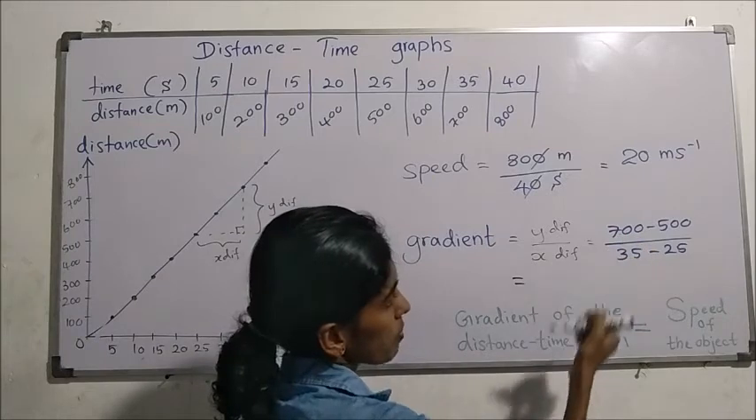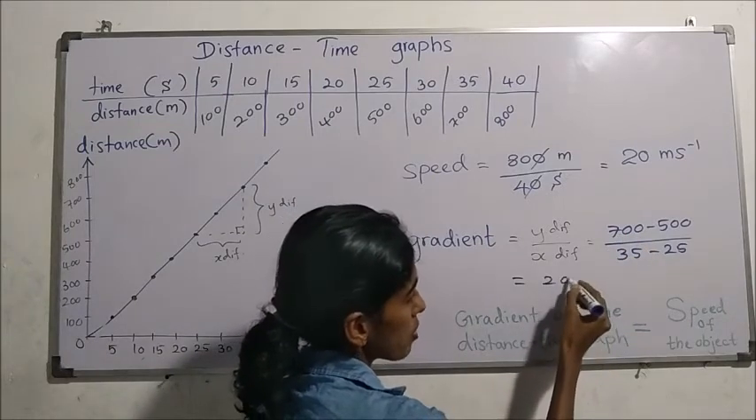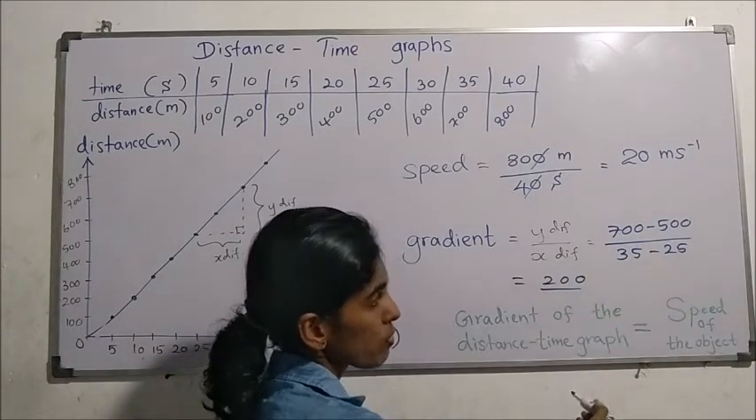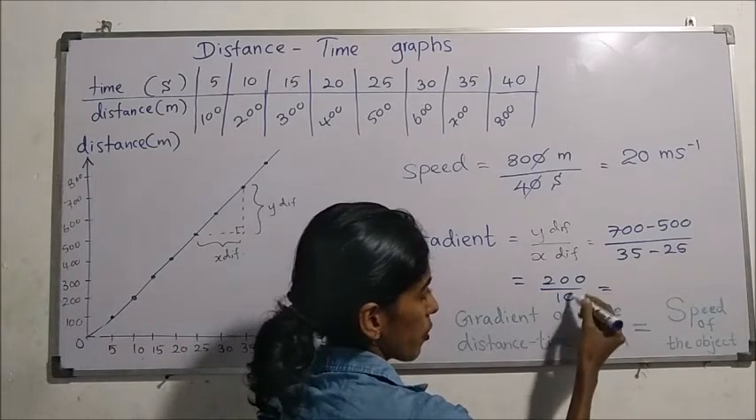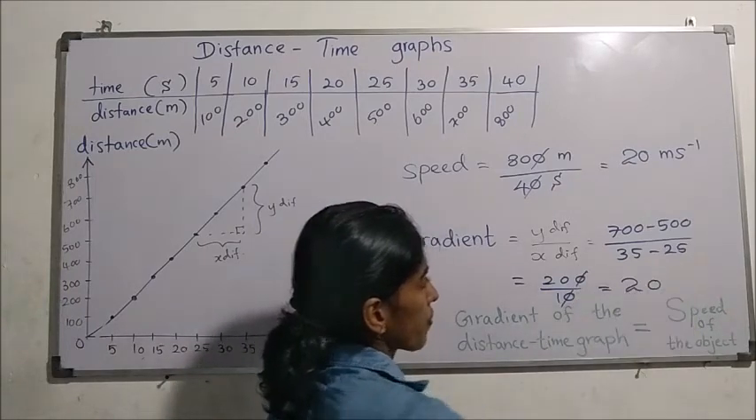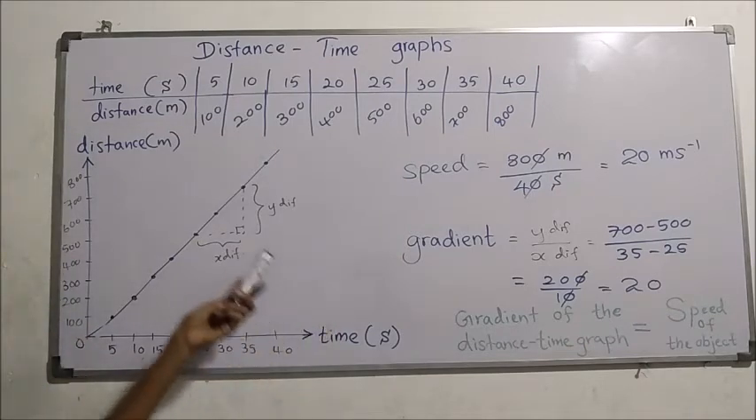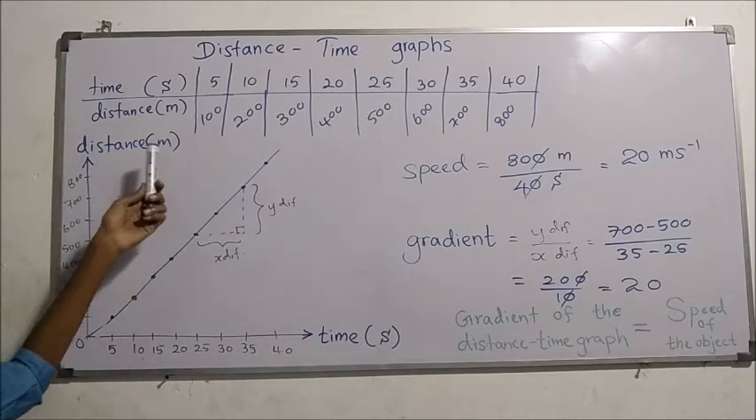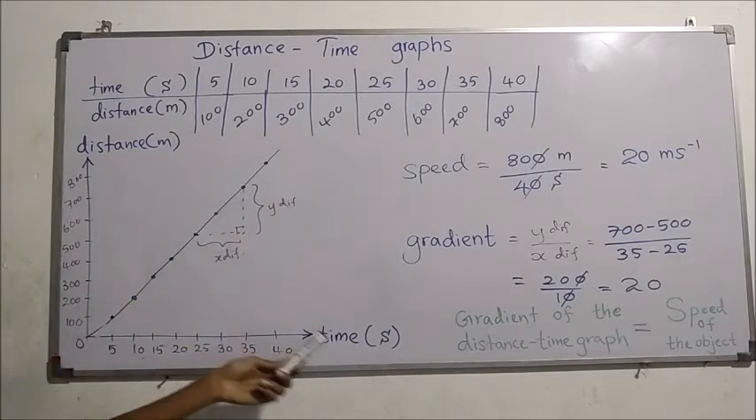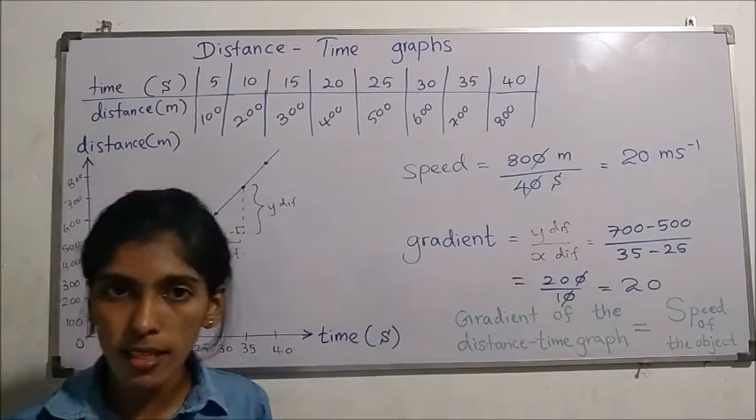From 700, when you subtract 500, 200. From 35, subtract 25, 10. What will come? 20. The gradient is 20 here. As the y difference we got meters, the units must be meters, and as the x difference we get seconds, so meters per second is coming.